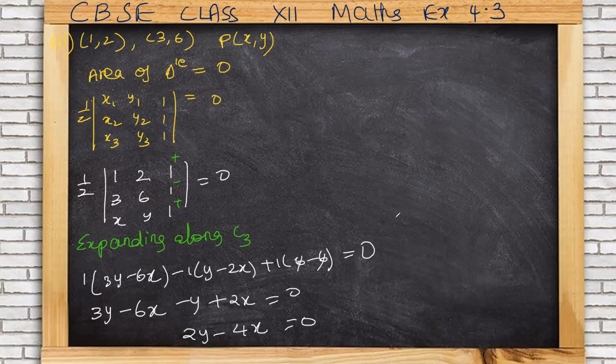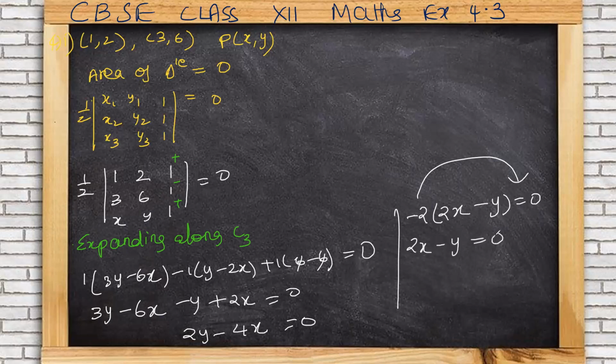Or we can take minus 2 common. That will become 2x minus y equal to 0. And again, taking this minus 2 to the right side, it will be 0 by minus 2. Any number, 0 by any number will be 0. So 2x minus y equal to 0, or we can write it as 2x is equal to y. So this is the final answer.